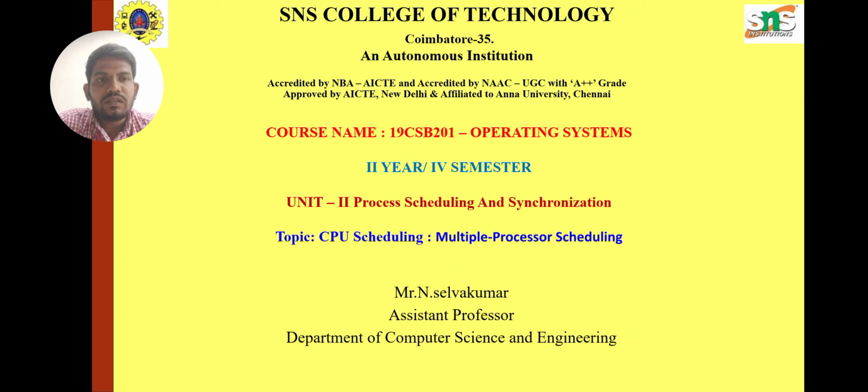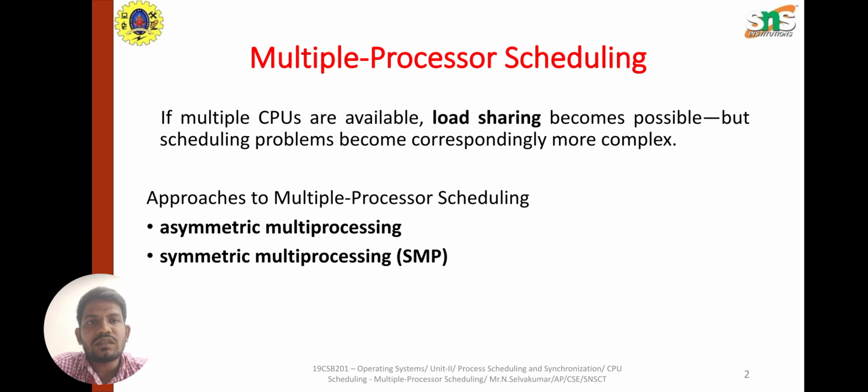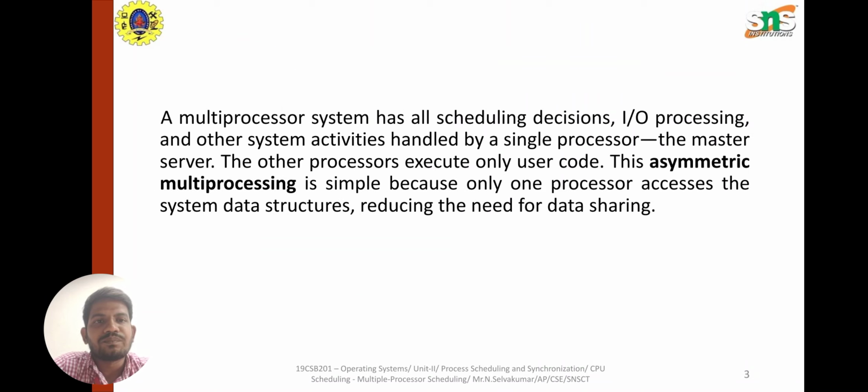Now I'm going to talk about CPU scheduling algorithms, which consist of multiple-processor scheduling in operating systems. First of all, multiple-processor scheduling means if multiple CPUs are available, load sharing becomes possible, but the scheduling problems become correspondingly more complex. There are two approaches to multiprocessing: one is asymmetric multiprocessing, and the second is symmetric multiprocessing (SMP).